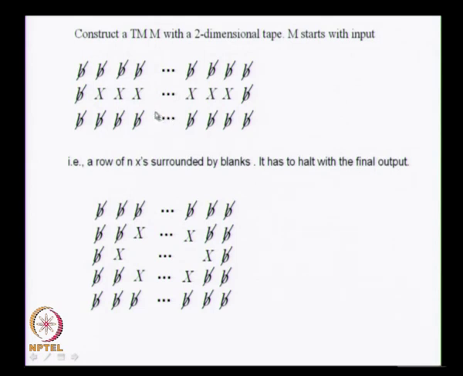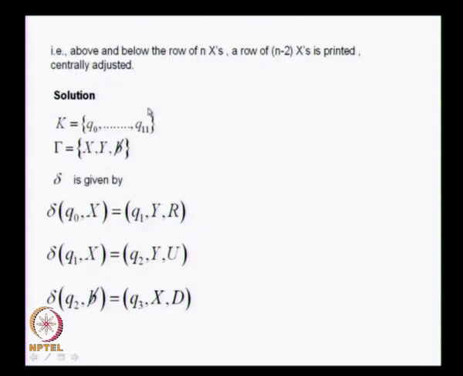We know that a 2-dimensional tape Turing machine has got 4 types of move. Depending upon the state and the symbol read, it can move left, it can move right, it can move up, or it can move down. 4 types of moves are possible. So, with this idea, let us see how we can obtain this pattern from this pattern.